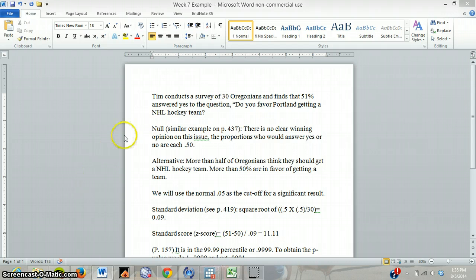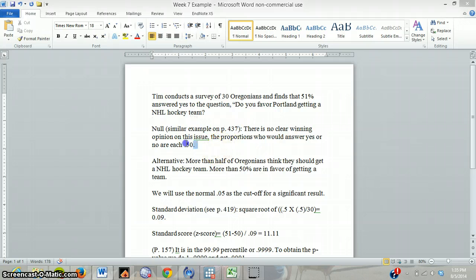So I just created a quick example. I surveyed 30 Oregonians and found that 51% answered yes to the question, do you favor Portland getting an AHL team? Being from Michigan, I would love an AHL hockey team out in the Northwest.